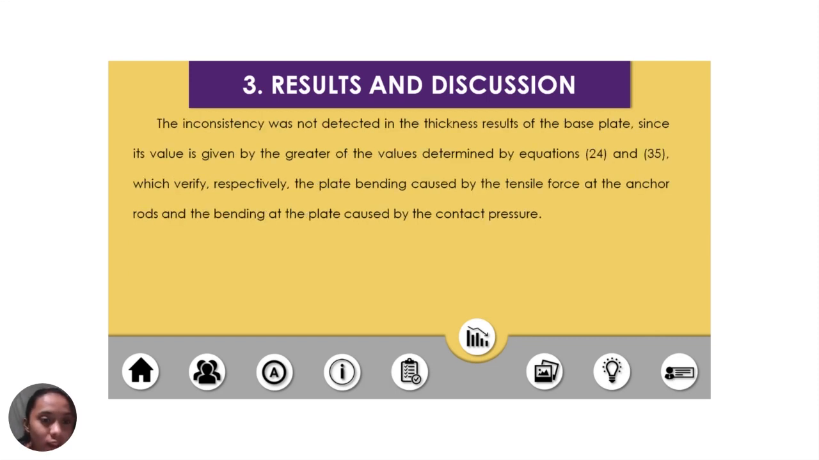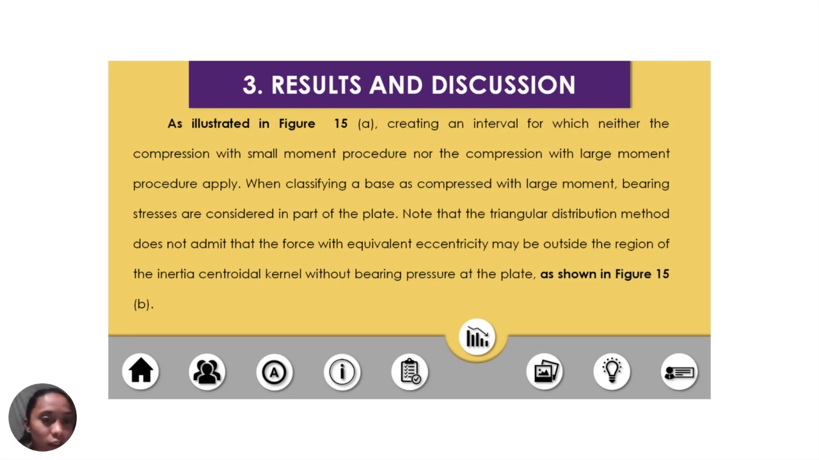So the inconsistency was not detected in the thickness results of the base plate, since its value is given by the greater of the value determined by equations 24 and 35, which verify respectively the plate bending caused by the tensile force at the anchor rods, and the bending at the plate caused by the contact pressure. As illustrated in figure 15A, this creates an interval for which neither the compression with small moment procedure nor the compression with large moment procedure apply.